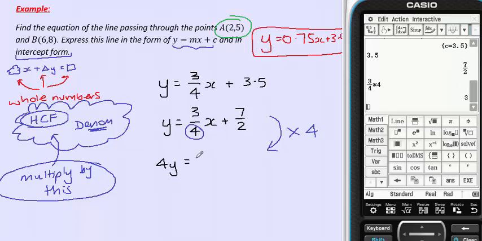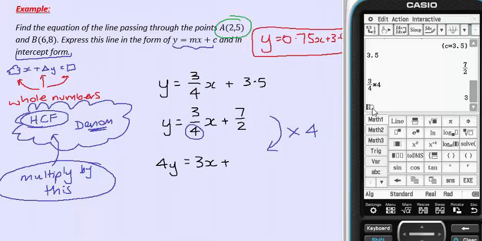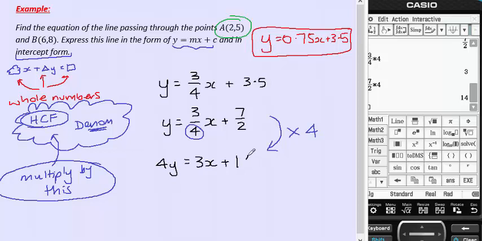So then that will be 3x plus, let's find out what 7/2 times 4 is. 7/2 times 4, and we get an answer of 14. So I know 4y equals 3x plus 14. And now I have everything in whole numbers. So this part of the pie is delicious, and we've done that.